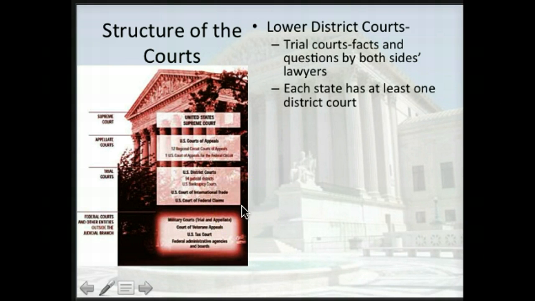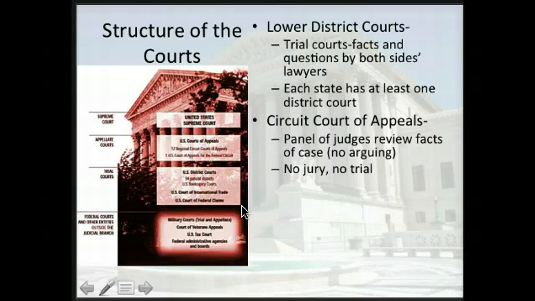Now, if you don't like the decision of a district court and you think that there was something unfair about your trial, you can appeal. And when you appeal from a lower district court, you're going to end up in the Circuit Court of Appeals. That's the next step. The Circuit Court of Appeals is not like a court that you have seen before on TV. The Circuit Court of Appeals is actually a panel of judges.